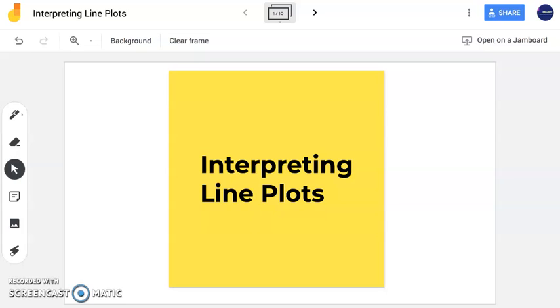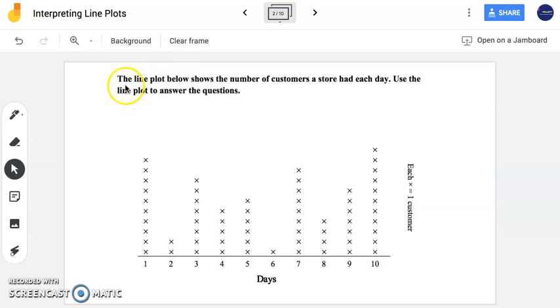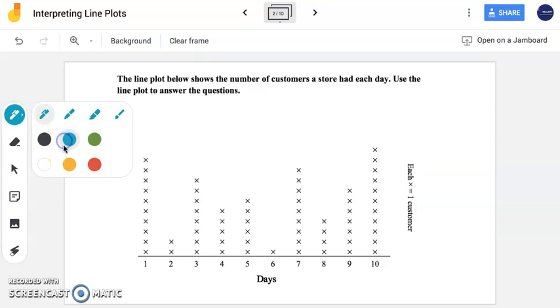Hello, today we're going to focus on learning how to interpret line plots. In this example, it says the line plot below shows the number of customers a store had each day. Use the line plot to answer the questions. Now, before I even answer any questions, I first like to read the line plot, see what's given to me, look at the labeled axes, and see what we have here.